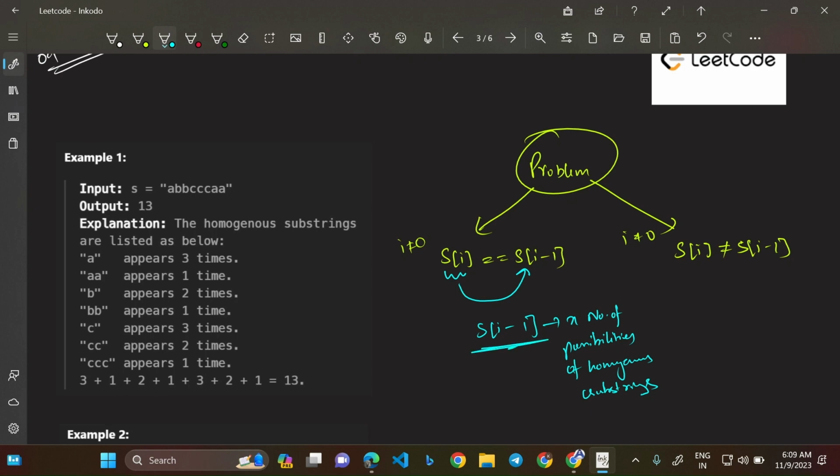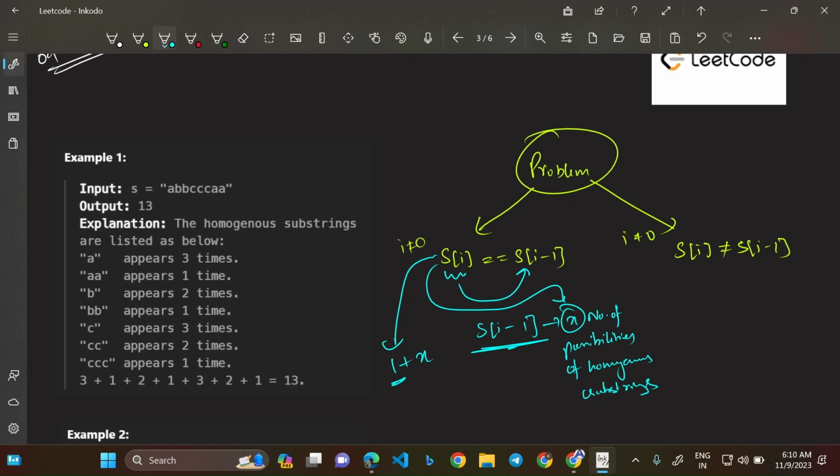Now if I have s of i minus 1, and s of i is actually equal to s of i minus 1, remember what we are trying to do. We are trying to find the homogeneous substrings, and if a particular character is the same as the character before, then I can happily mix those both, isn't it? So for all those x possibilities I can include s of i. That's it. That is what I'm doing. So for this particular s of i, the number of homogeneous substrings possible is 1 plus x.